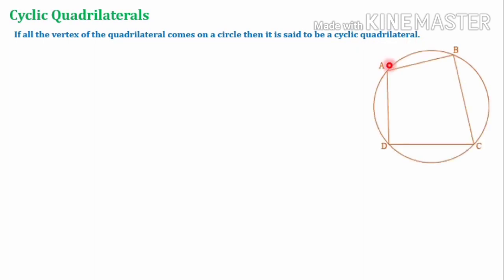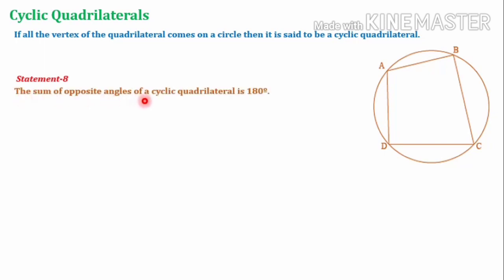Let's visualize it. There is a circle and there is a quadrilateral ABCD. When you observe the vertices A, B, C and D, these 4 vertices are on the circle, not inside, not outside. It is on the circle. So once these 4 vertices are on the circle, we can say that ABCD is a cyclic quadrilateral.